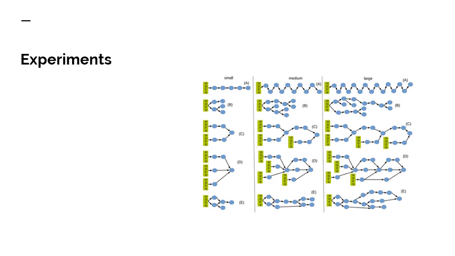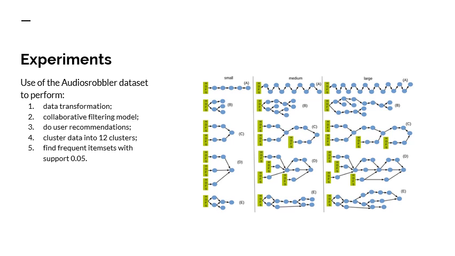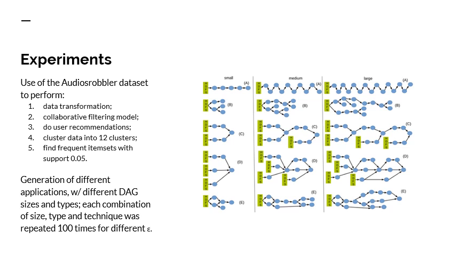The authors conducted experiments with a real-world dataset called AudioScrobbler. In order to perform data mining tasks, they elaborated a collaborative filtering model to give user recommendations, cluster data, and created a model to find frequent item sets. They also generated different applications with different deck sizes and types to test a wide range of applications and improve the solution's reliability. Each application was executed 100 times for different values of epsilon.